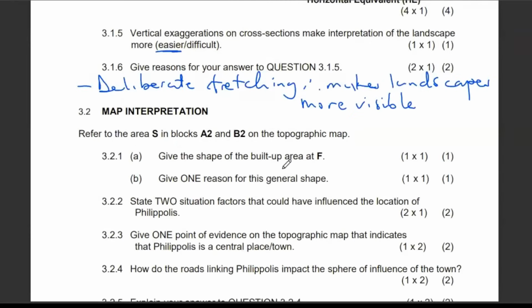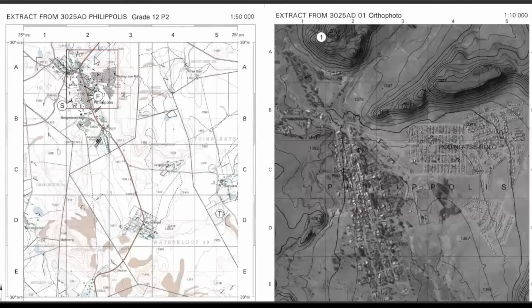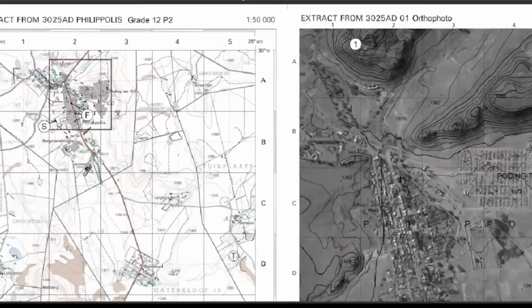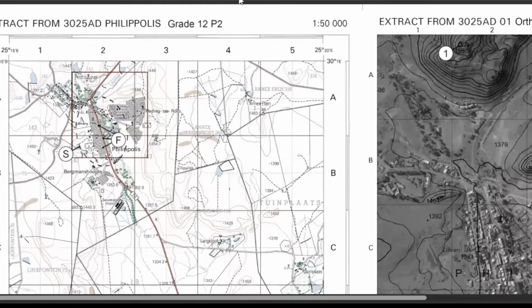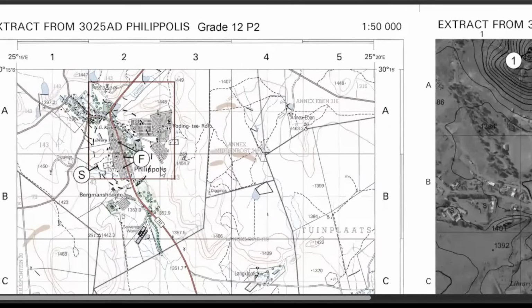Which map are we referring to? Refer to the topographic map, A2, B2, built-up area. Right, try to enhance our map. Try to enlarge it and try to see the features which we want. All right, area F, we are looking at this particular area here. We mapped the built-up area, this one here. That's the built-up area.